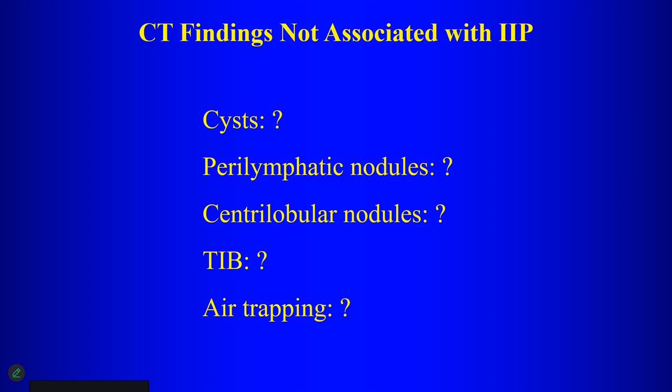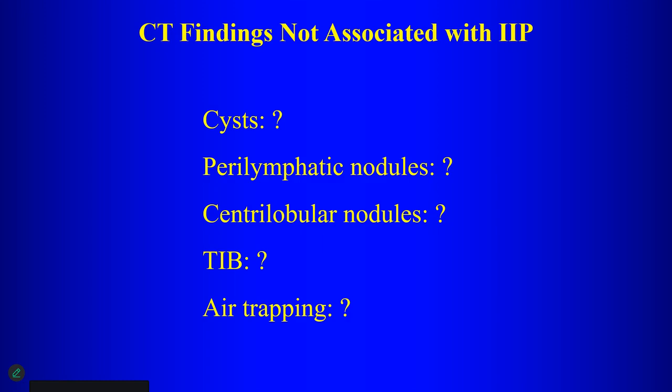Tree-in-bud, we think about... What gives you tree-in-bud? TB. TB, infections, bronchiolitis. So that's not an idiopathic interstitial pneumonia. So if we see tree-in-bud opacities, we're thinking of infectious causes, okay?